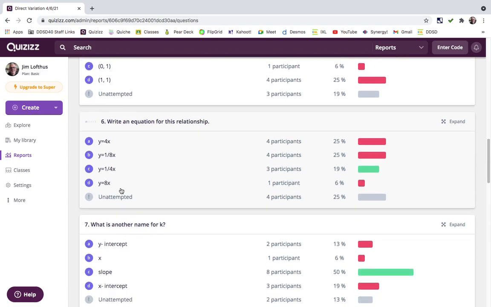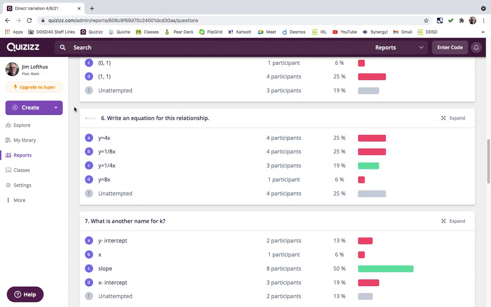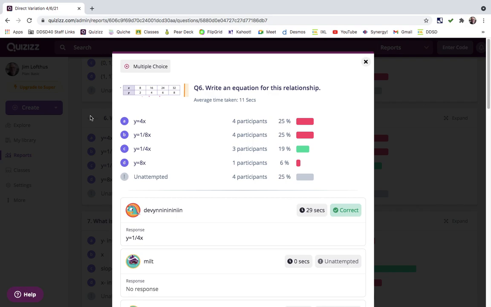Write an equation for this relationship. And so the picture is that we multiply 8 times 1/4, or divide by 4. 8 divided by 4 is 2, 16 divided by 4 is 4, 24 divided by 4 is 6, 32 divided by 4. So multiplying by 1/4 and dividing by 4, that's C. And so that's definitely something that we're going to need to work on.